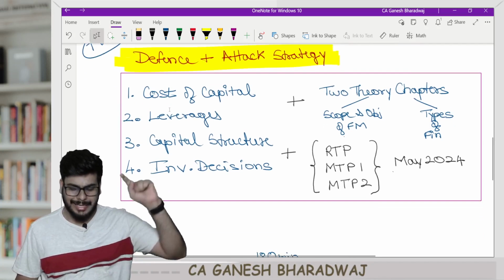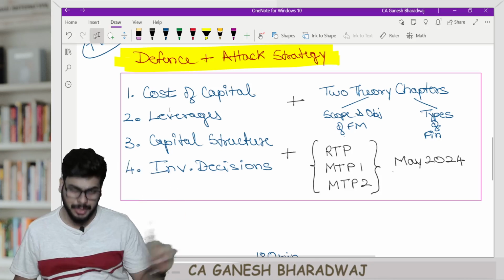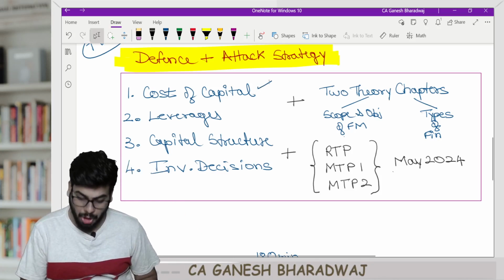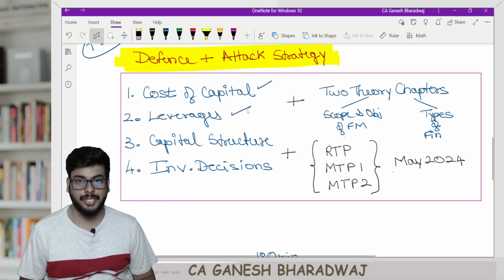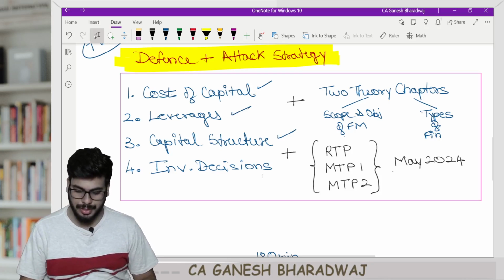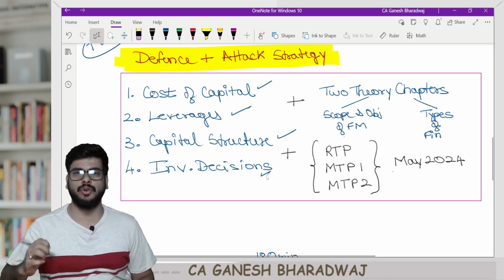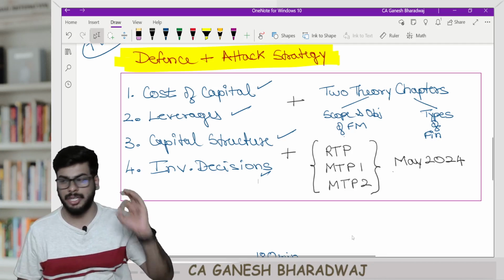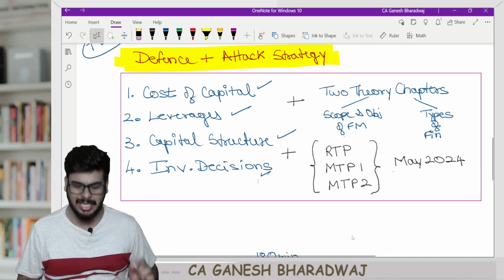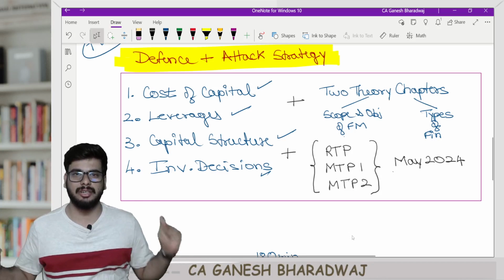Now, these 4 chapters are a must. Never miss these: cost of capital, leverages, capital structure theories, and investment decisions. These four are core chapters for sure. You should never miss them. Finish every single concept in them.